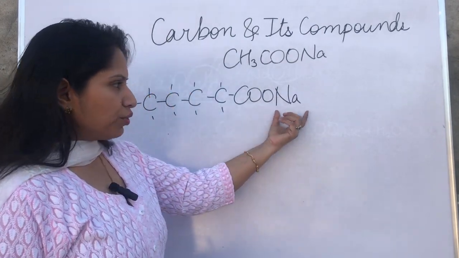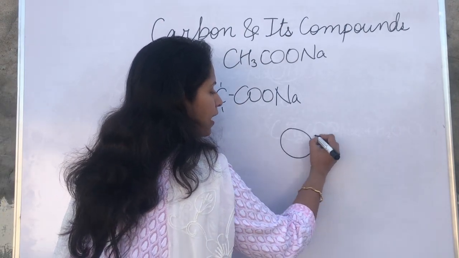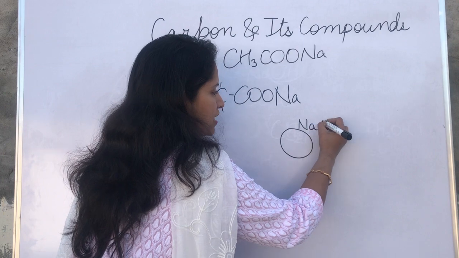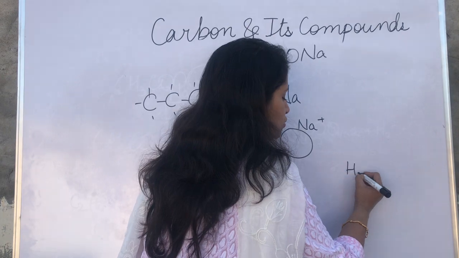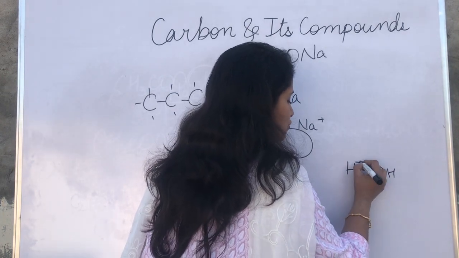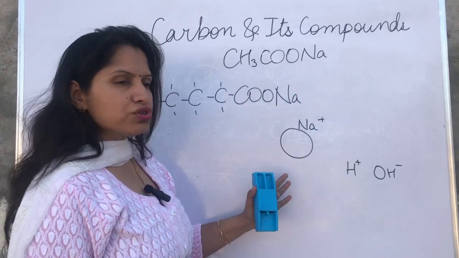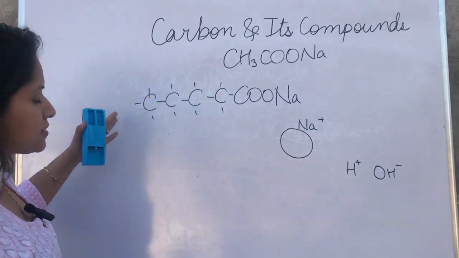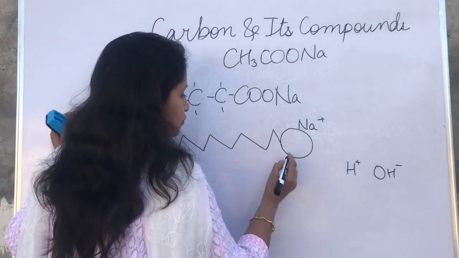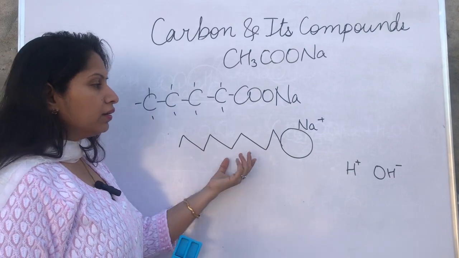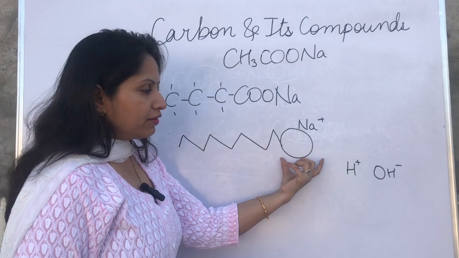Now, this sodium part is polar in nature. This is known as the head part of soap, and it is polar in nature because sodium has a positive charge. Water is also polar in nature, H plus and OH minus. So water is also polar, and this head part of the soap is also polar. And this hydrocarbon chain is known as the tail part of the soap. So soap has two parts, the tail part and the head part. Tail part is not polar, head part is polar.